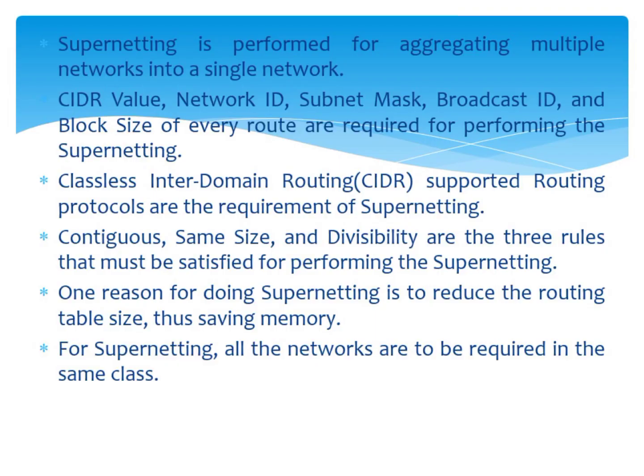Supernetting is performed for aggregating multiple networks into a single network. CIDR value, network ID, subnet mask, broadcast ID, and block size of every route are required for performing supernetting. Classless Inter-Domain Routing (CIDR) supported routing protocols are a requirement of supernetting. Contiguous, same size, and divisibility are the three rules that must be satisfied for performing supernetting. One reason for doing supernetting is to reduce the routing table size, so it saves memory. For supernetting, all the networks are required to be in the same class.